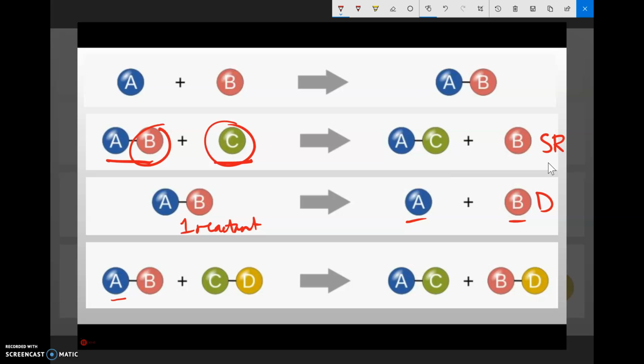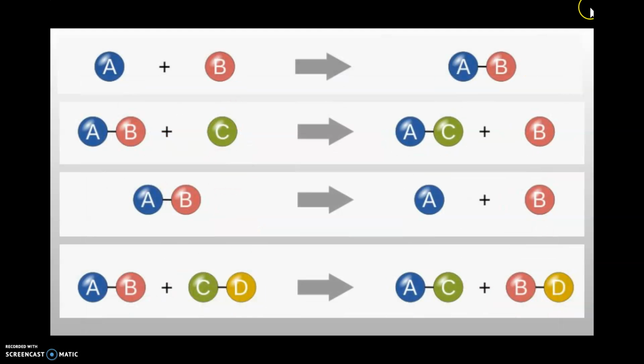On this one, you've got two compounds. This is my abbreviation for compounds. On the product side, you also have two compounds. So this one is double displacement. I'm just abbreviating. Okay, I hope that helps.